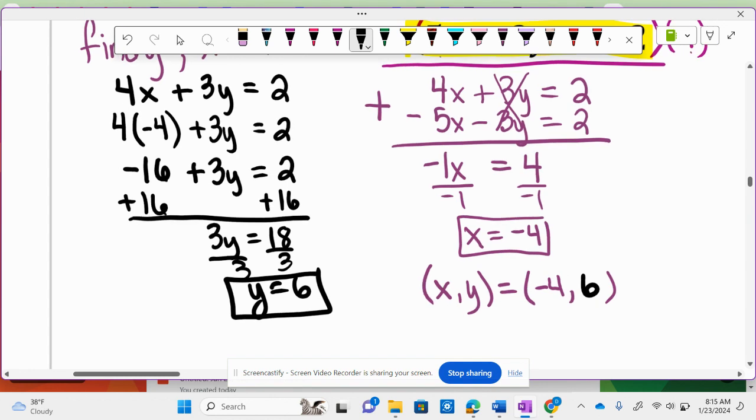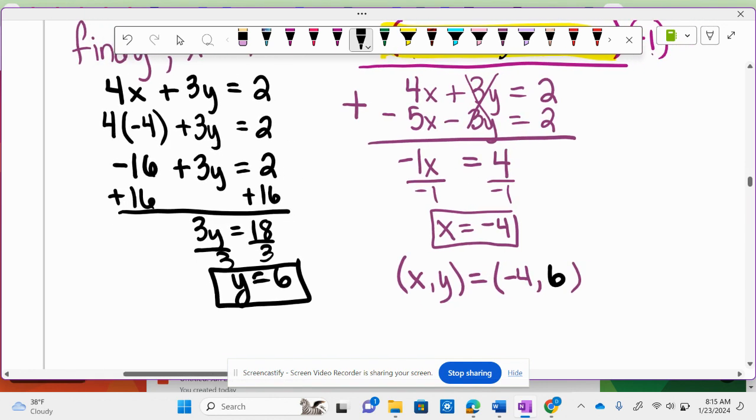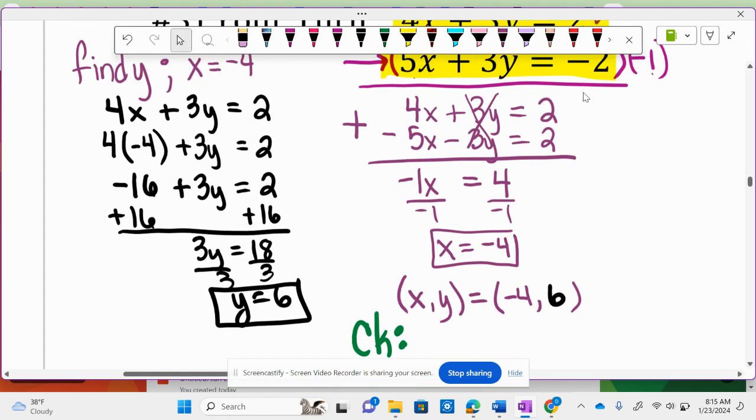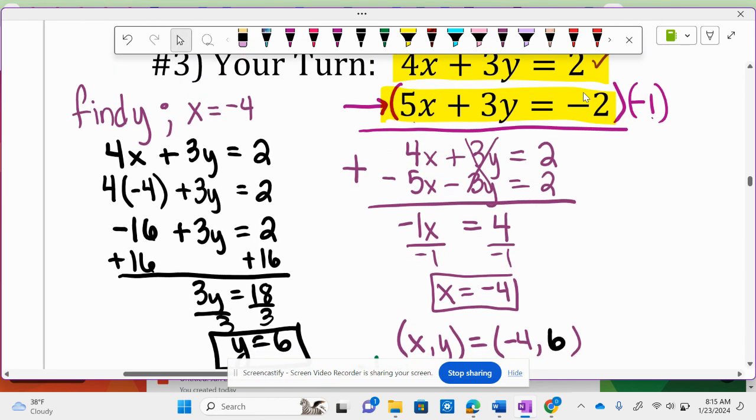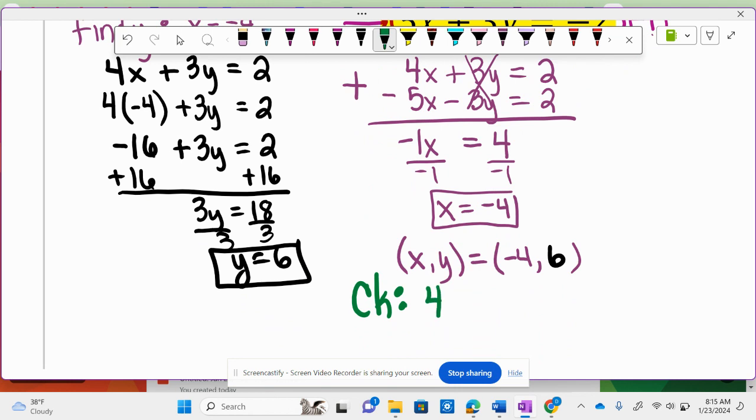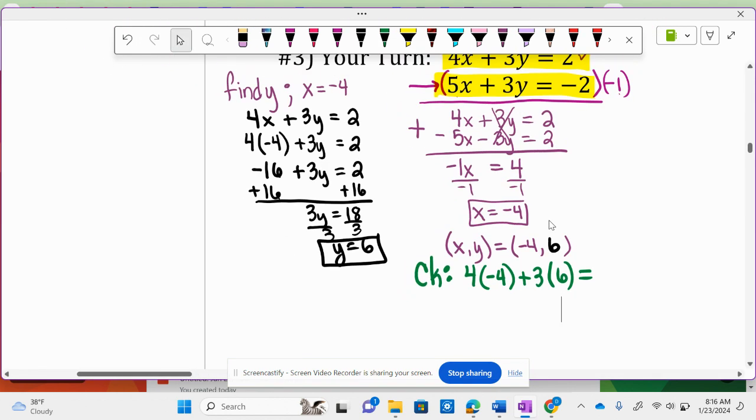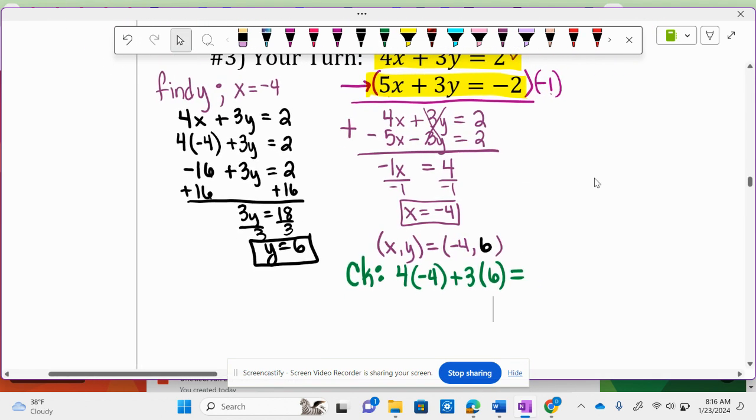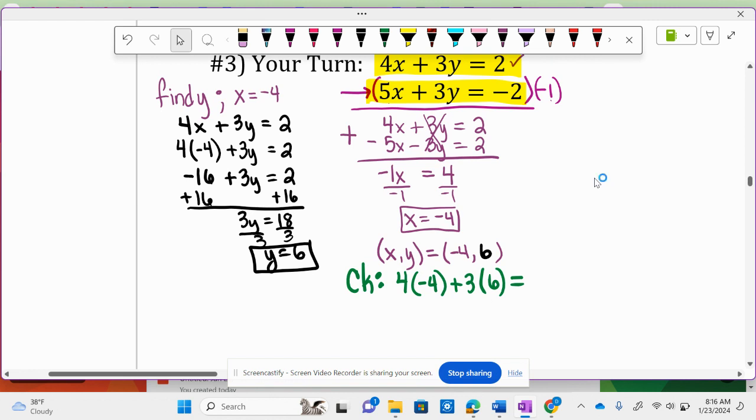I need to check this, right? I need to check this. So when I check it, I'm going to take my first equation, 4x plus 3y. So I'm going to do 4 times -4 in my calculator plus 3 times 6, because that's the value of y. And what is it supposed to equal? What does my first equation come out to equaling? It equals +2. You need to check and make sure that that equals +2.